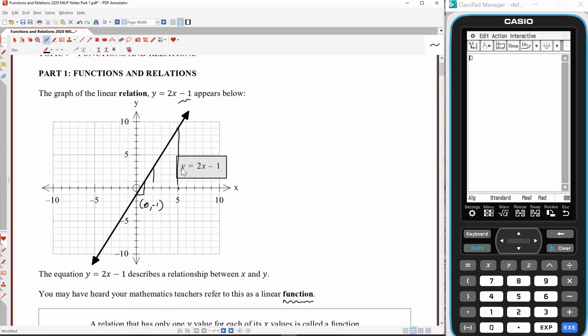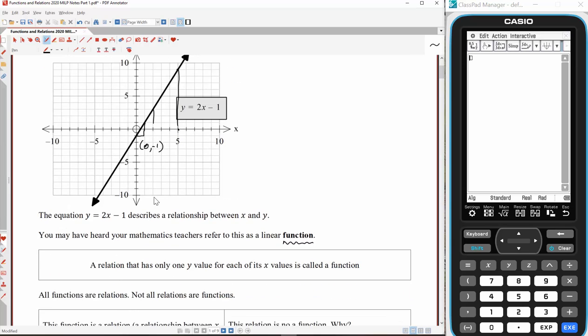So this is an example of a linear relation that is a function. That's a function for sure. In fact, every single relation that we've looked at this year is a function also. The ones that we've looked at in Year 10 are all functions, but I'll show you a couple that aren't.